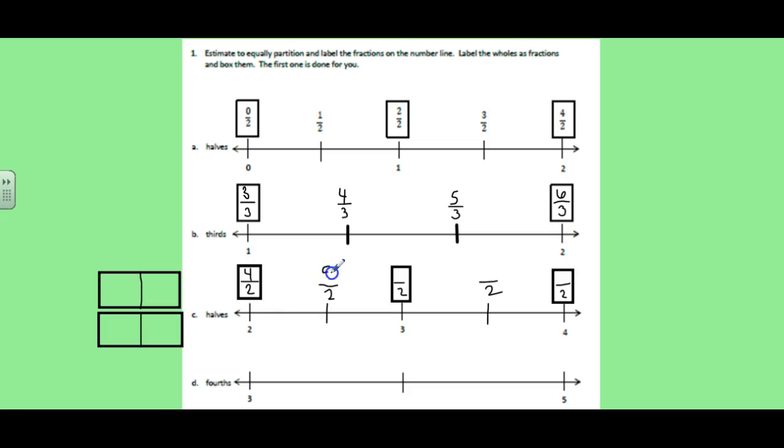Now all I have to do is go in and just fill in the rest of my number line. And I see that 3 wholes is equal to 6 halves, and I see that 4 wholes is equal to 8 halves.